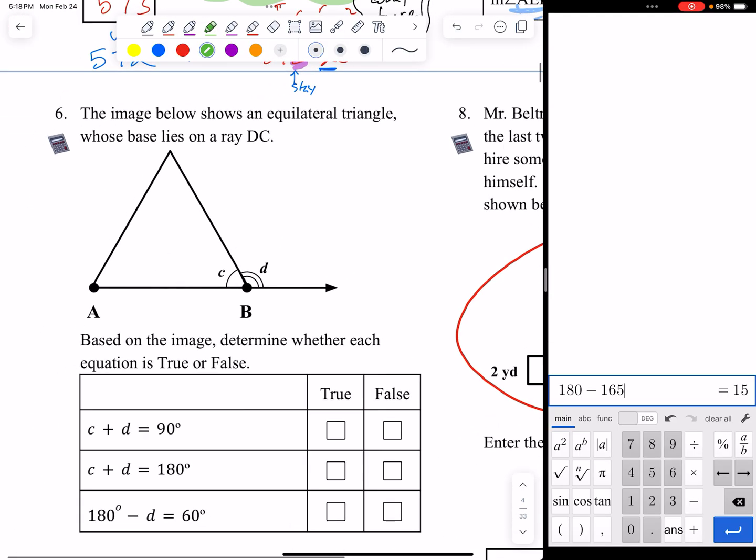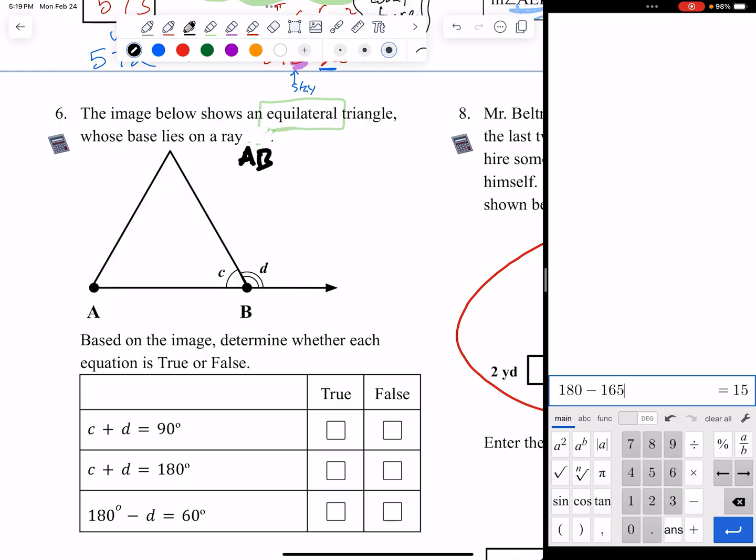Okay, next one, number 6. The image below shows an equilateral, vocab right here, triangle whose base lies on the ray DC. Oh, that ray, actually, that's wrong. So there's my little typo. It should be AB. Actually, sorry, give me a second. I'm going to make sure, because as I'm doing this, I am quadruple checking. You don't even know how many times I make sure I have the original work correct.